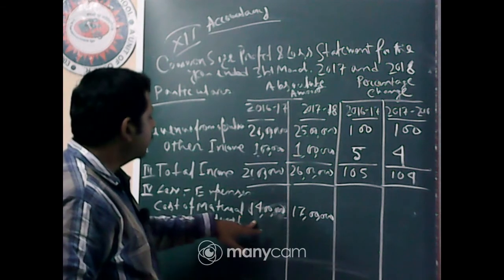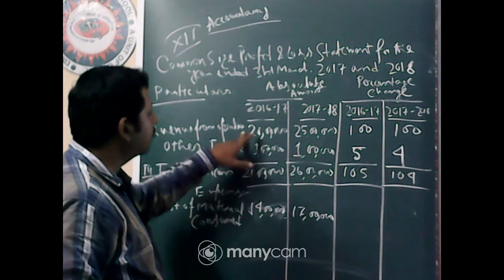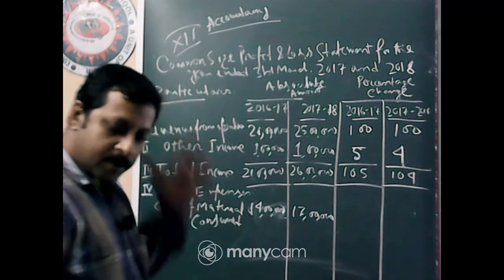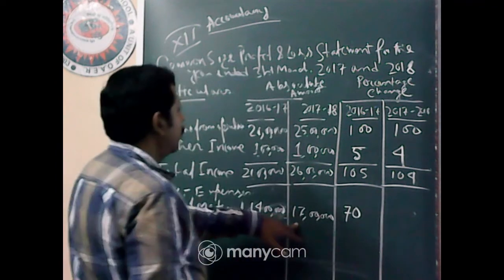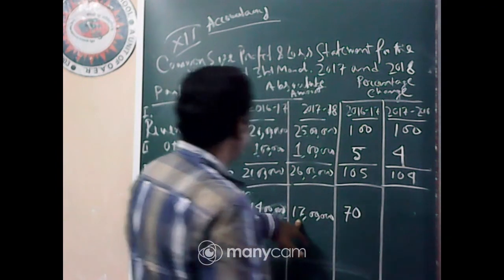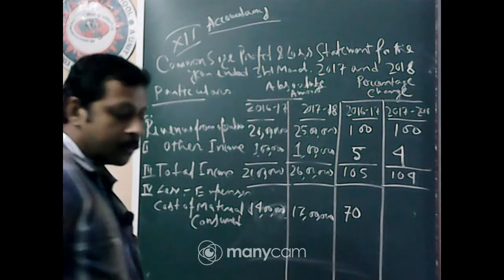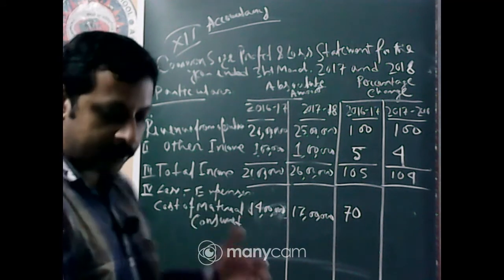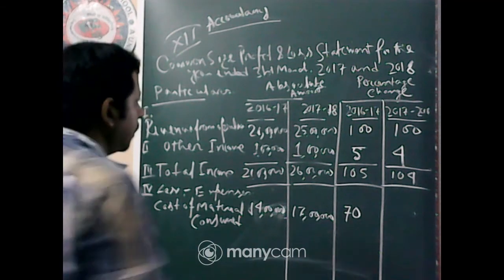Okay. So what is the percentage of cost of material consumed? 14 lakh divided by 20 lakh into 100. What will be the percentage? Percentage will be 70%. And for next year, means current year, 17 lakh divided by 25 lakh. So what is the percentage of cost of material consumed in view of revenue from operation? That is 68%.